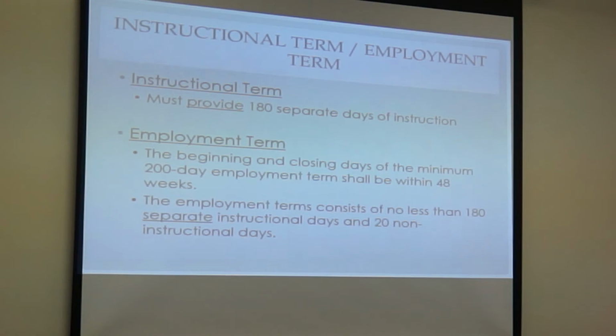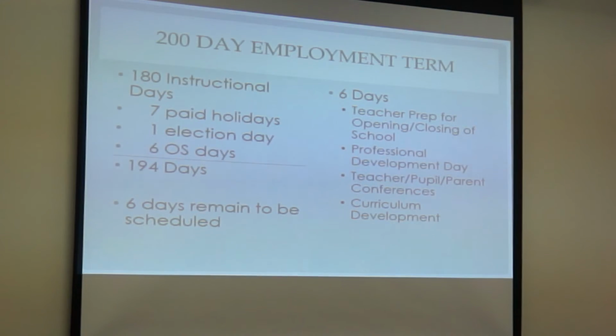The employment term consists of no less than 180 separate instructional days. This changed just a couple of years ago, where they now make you attend 180 days of school. It used to be if we got 175 in, 172 in, we didn't have to make up every day. Now you have to make up 180 days. If I'm going too fast, just slow me down. Of that 200-day employment term, 180 are instructional days.